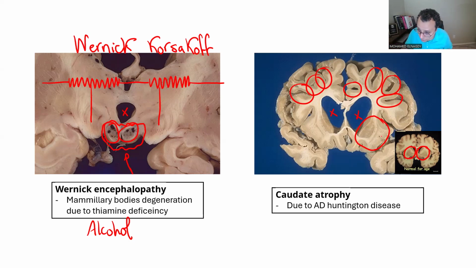But see here, you see how much this area is atrophic. And I agree that the atrophy here is also involving the whole brain. But what's the disease which is associated with atrophy of the caudate nucleus in the basal ganglia? It's Huntington disease. Do you remember what Huntington disease is?